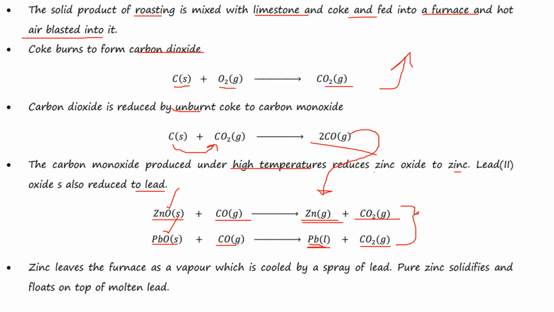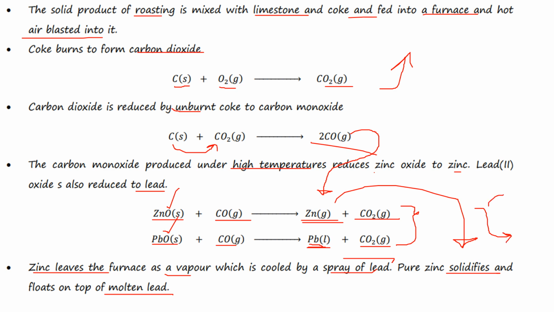So proceeding, the zinc is going to leave the furnace as a vapor, which is cooled by a spray of lead. Now for us to get pure zinc, we cool it with a spray of lead, and it is going to solidify on top of the molten lead. Remember that molten lead is going to be down. It is going to be down.